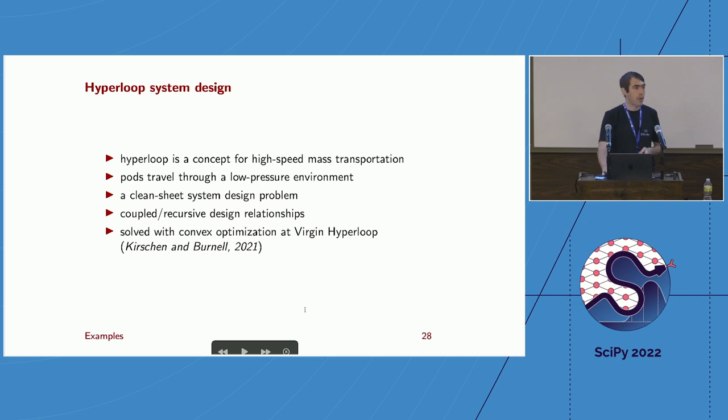Another very cool one, more recent, is hyperloop system design. This is by Kirshen and Burnell in 2021. So hyperloop is kind of a futuristic concept for mass transportation. And generally, I'm no expert, but the idea is that you have these pods, like these vehicles, that are shooting around through this low pressure tube, like some sort of low pressure enclosure.